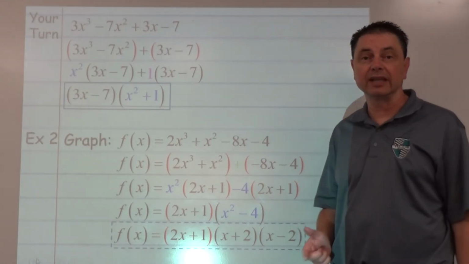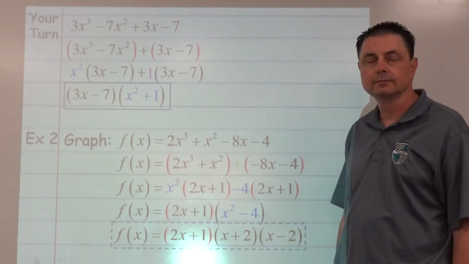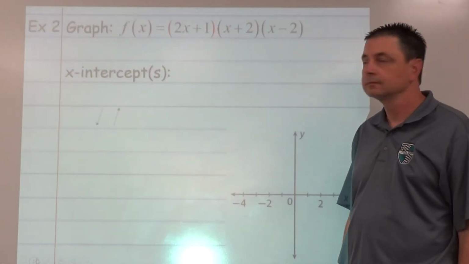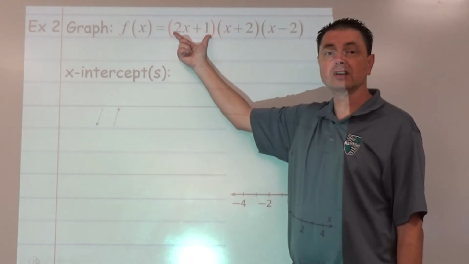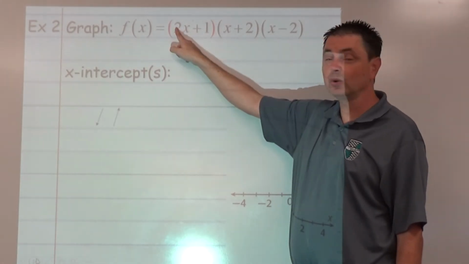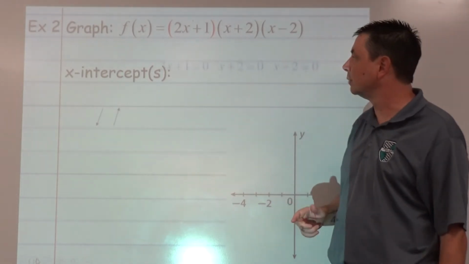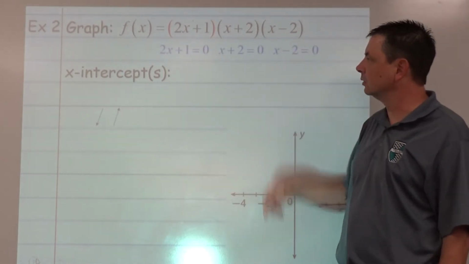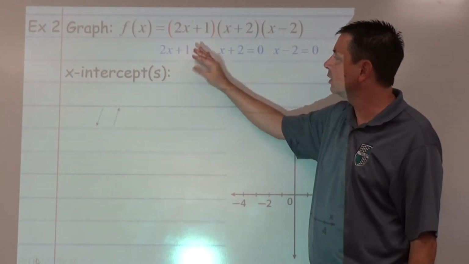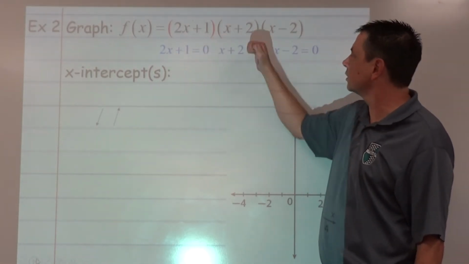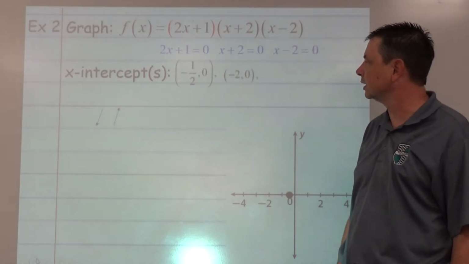It's now time to think about how we would graph it. There's our function. X-intercepts. Again, it's a 2 in front, so it's not going to be negative 1. We want to be careful about it. Set them all equal to 0 and solve. Subtract 1, divide by 2. Negative 1/2 comma 0, negative 2 comma 0, positive 2 comma 0.